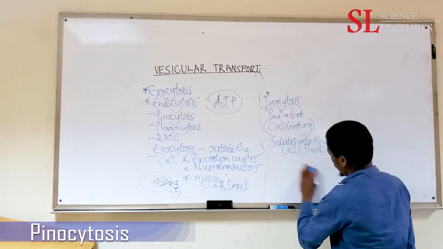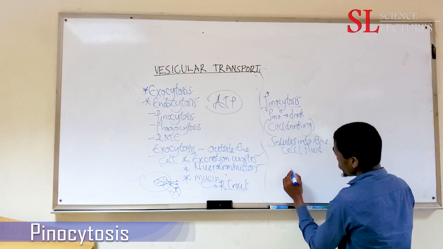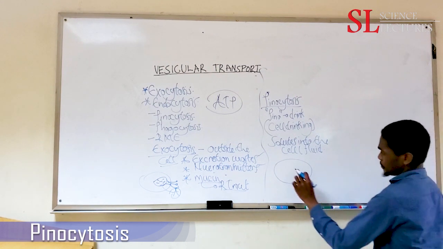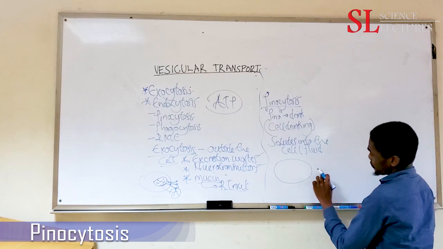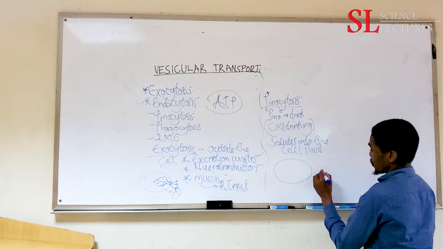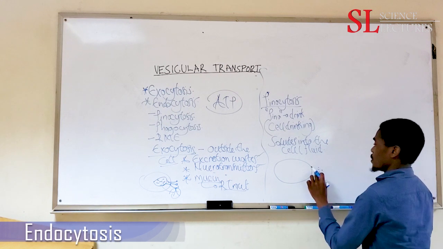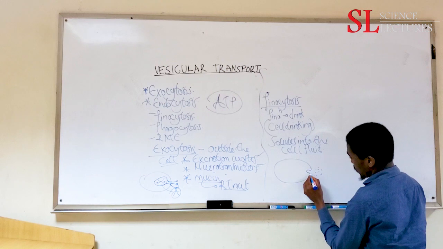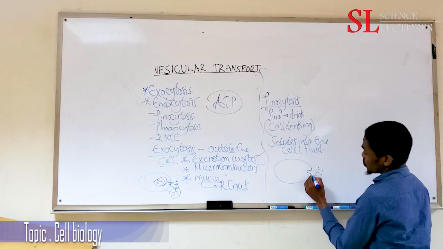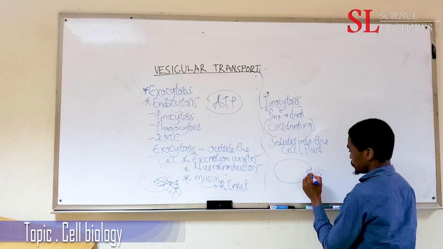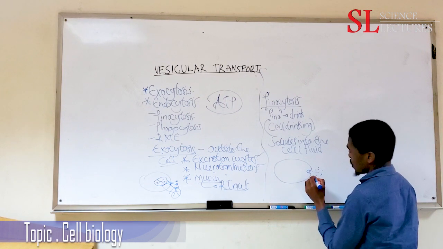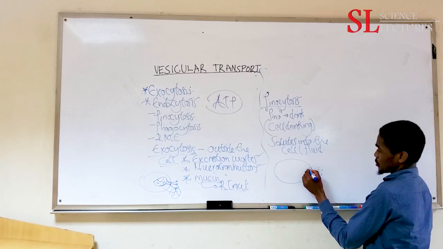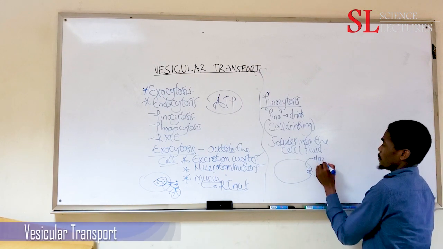So what basically happens in pinocytosis? If this is our cell, and we have a solute around the cell. This solute will be taken up by this cell. And when the solute is taken up by the cell, let's say the solute enters, we'll have an invagination. So the cell is taking up the solute and we form an invagination.